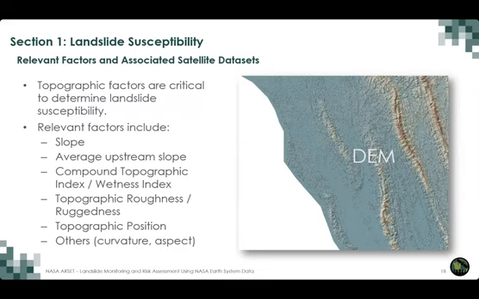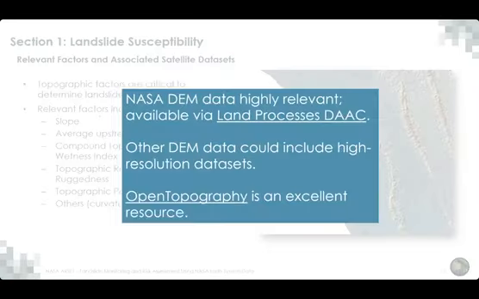digital elevation models. And these can be sourced from a lot of different places. From NASA, the NASA DEM data is highly relevant and widely used in this process. And you can access that through the Land Processes Distributed Active Archive Center, or DAAC. In some locations, there may be data sets that might be high resolution, particularly thinking about within the US, there may be sources of information relating to high resolution LiDAR, for example, and you can find that through other sources. And an additional source of information is OpenTopography. This is an excellent open source resource for other DEM data around the world.